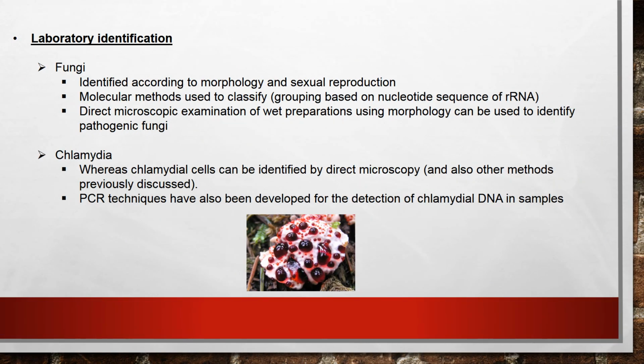What lab techniques can you use to identify fungi? Most fungal species are identified according to their morphology and sexual reproduction. Molecular methods can be used to classify fungal species. The grouping is based on nucleotide sequence of highly conserved ribosomal RNA. Identification of pathogenic fungi is done through direct microscopic examination of wet preparations using morphology.